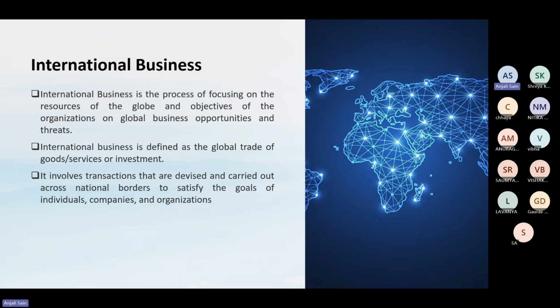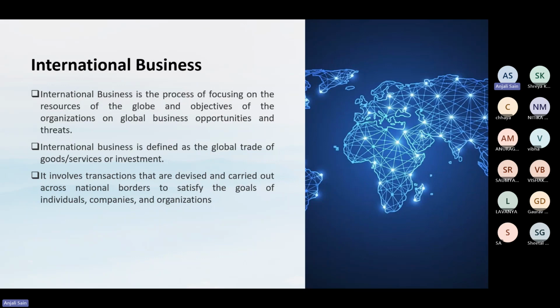International business is defined as a global trade of goods and services or an investment. What is international business? It's a global trade wherein we are exchanging goods and services or investments. It involves transactions that are devised and carried out across national borders to satisfy the goals of individual companies and organizations. So basically, what is the meaning of international business? We are doing a trade across borders.